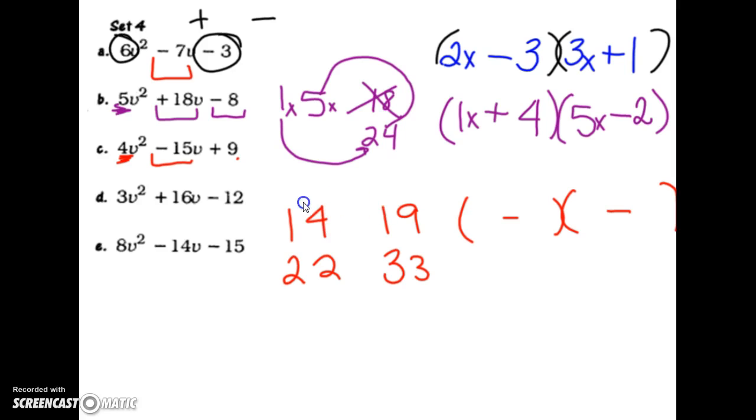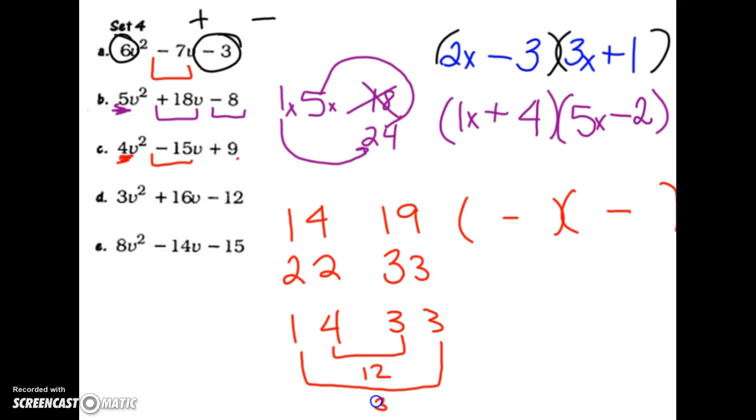1 and 4, 1 and 9. No, that's not helpful. How about 1 times 3? So 1 and 4 and 3 and 3. Oh, hey, look, I see it. 4 times 3 is 12. 1 times 3 is 3. So if I put those together, then I get 15.